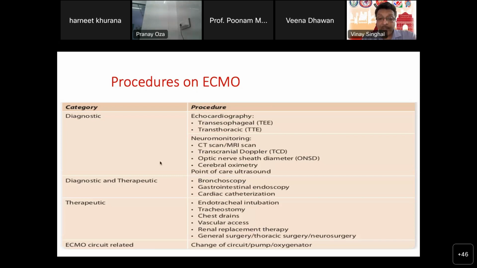Renal replacement therapy, again, is a procedure where you need an IV access, vascular access, and general surgical, thoracic and neurosurgical procedures. Again, from moderate to very high severity of procedures may be there. We may need to do some craniotomy in certain patients who are having a bleed. And in ECMO, we need to change the circuit, pump, or oxygenator because of malfunction of any of these components.